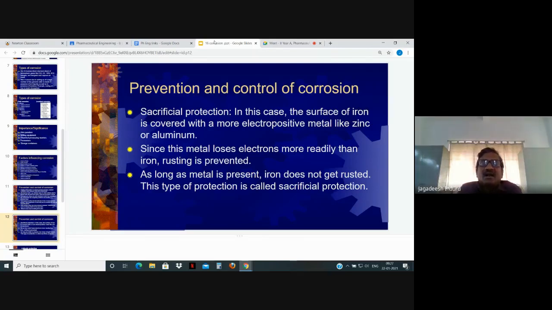Since this metal loses electrons more readily than iron, rusting is prevented. Most of the time this metal loses electrons more readily when compared to iron. If you don't put this layer, what will happen? The iron will be attacked, even though it is a single metal, by single metal corrosion. So this is the concept of sacrificial protection. As long as this metal is present as a coating, you don't have any problem with the parent metal, so you escape from corrosion. This is an example of sacrificial protection.